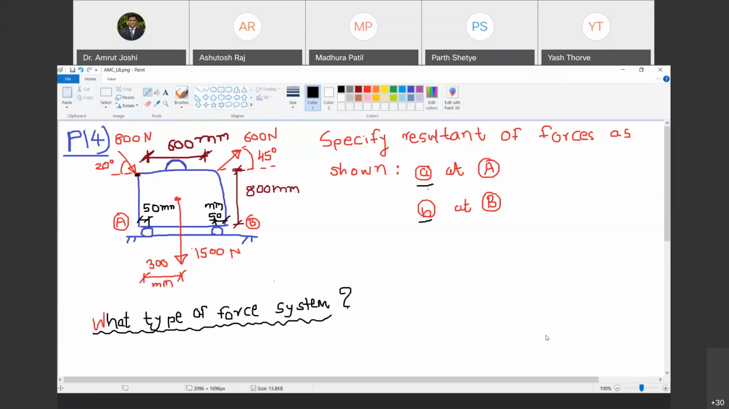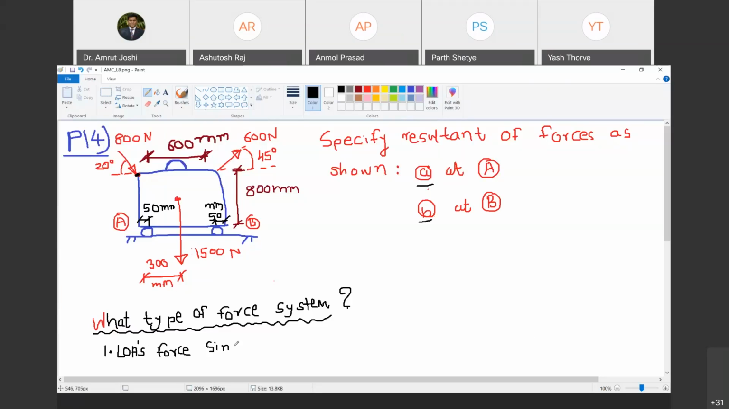Tell me, do these forces lie in a single plane? Yes, sir. They lie in a single plane, but not in a single direction. Yes. So the first thing that we observe is that the lines of action of all the forces do lie in a single plane. This is the first characteristic.